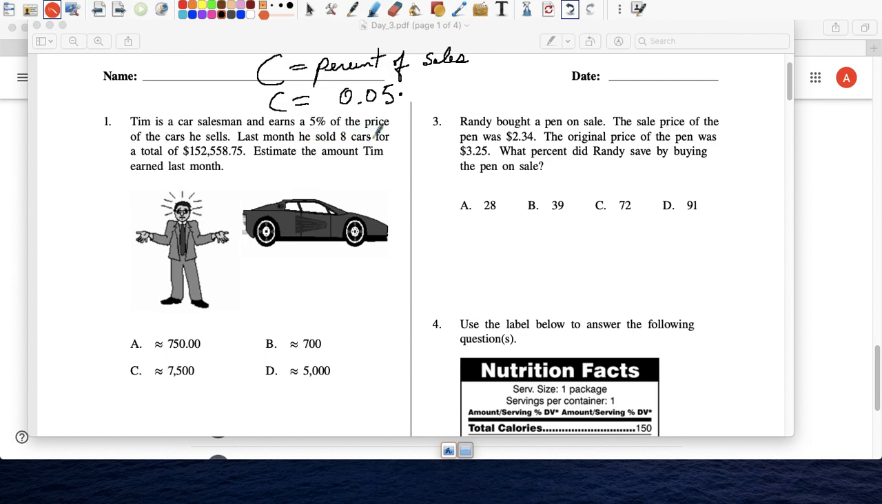Last month he sold 8 cars for, here's his grand total, $152,558.75. So he's not going to take all that, right? He's going to take 5% of that. So what is that equal to? 0.05 times 152,558.75.